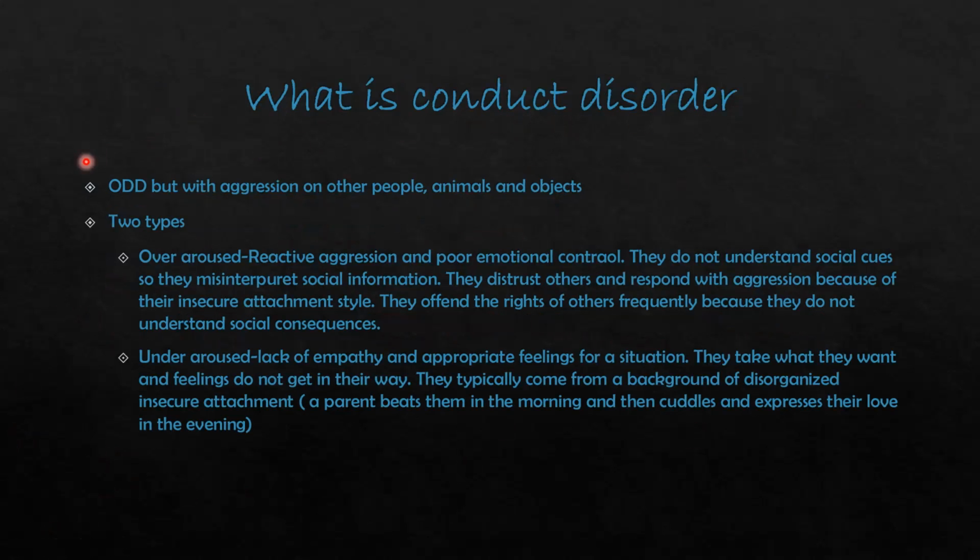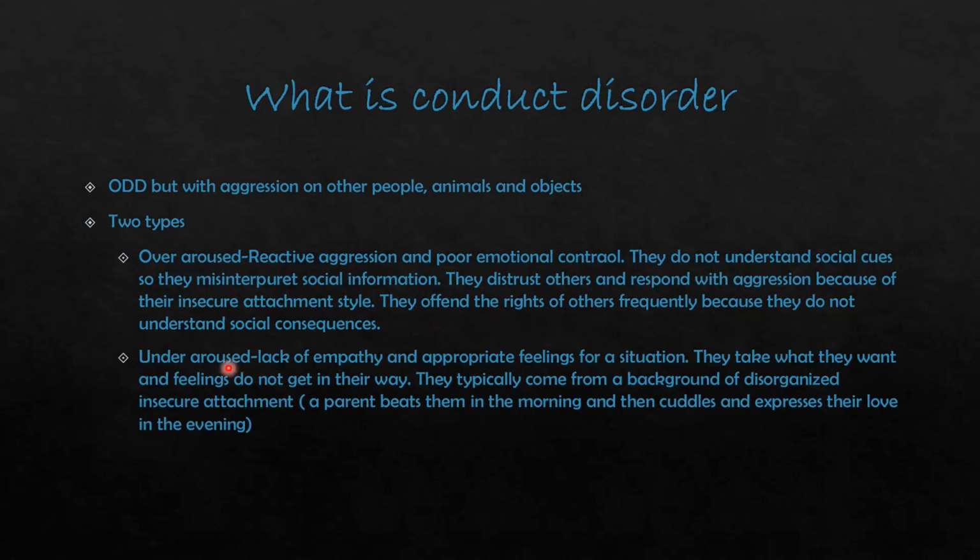Conduct disorder. ODD, but with aggression. There are two types. Over aroused: they have reactive aggression and poor emotional control. They misinterpret social information. They distrust others and respond with aggression, and because of that insecure attachment style, that's why all this happens. They don't understand social consequences.